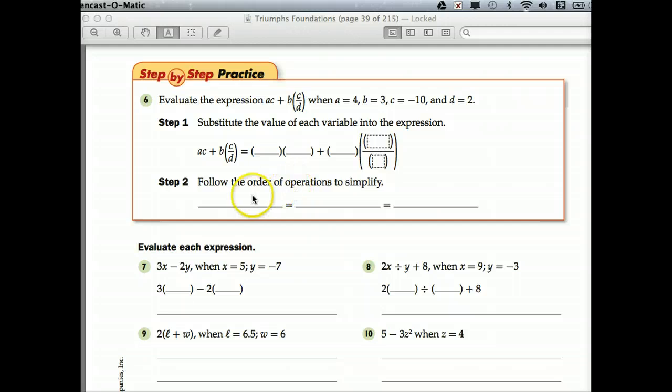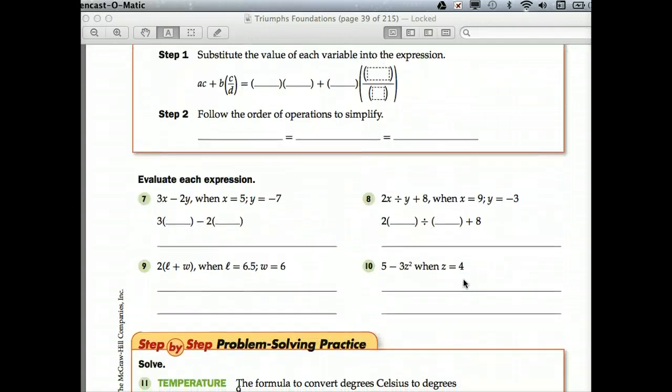So we're going to have negative 40 plus 3 times negative 5. That equals negative 40 plus negative 15. And that's going to equal a negative 55. Okay, why don't you practice this a little bit and evaluate these expressions? You guys can work those together, and then when you agree on the answers, then turn the video back on and we'll go over one more step by step.